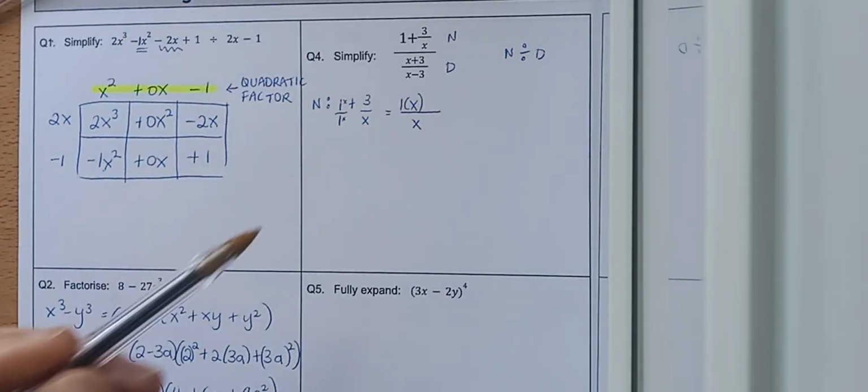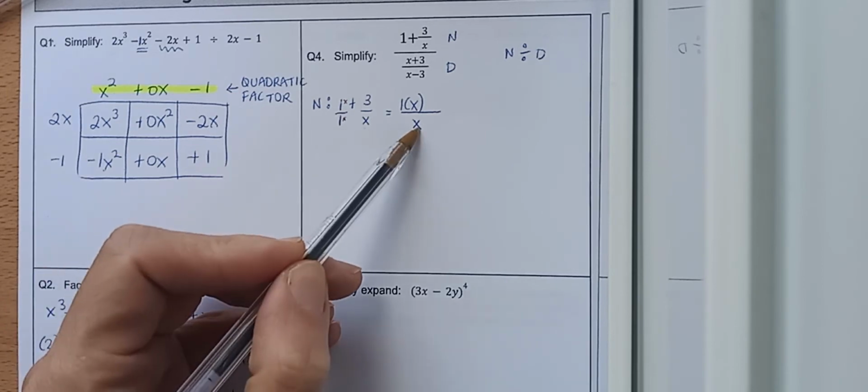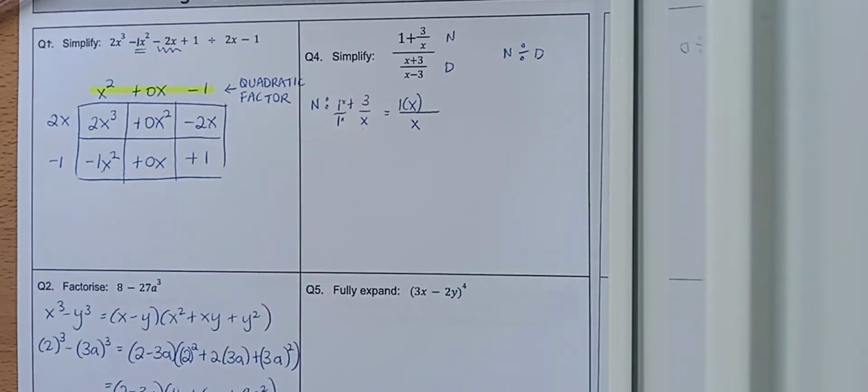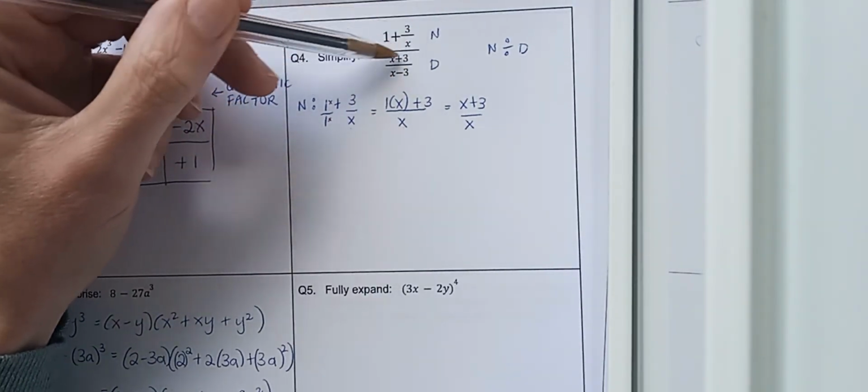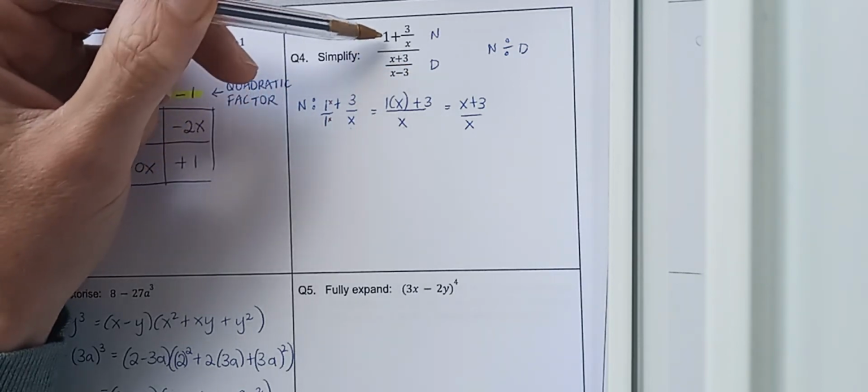And in the second fraction, I don't need to do anything to x to turn it into x, so I can leave the 3 as it is. So I've got x plus 3 over x. So now I want to go back and look at my overall question, which is my numerator over my denominator. So numerator divided by denominator.